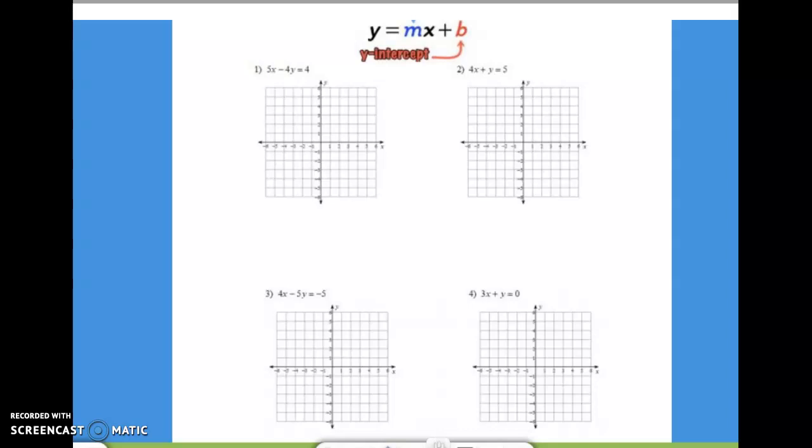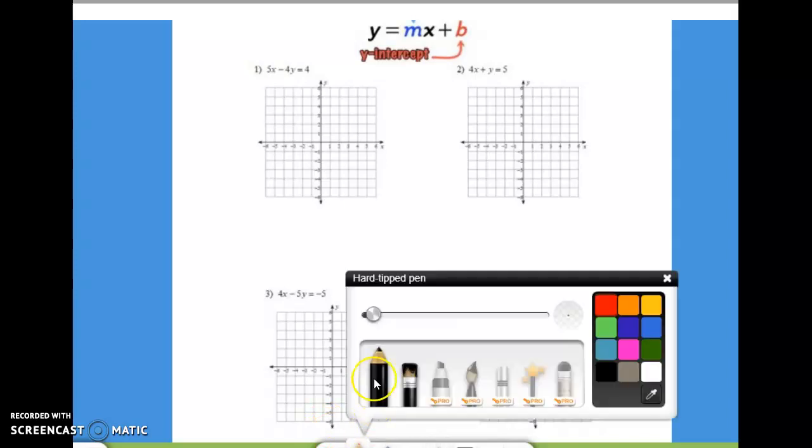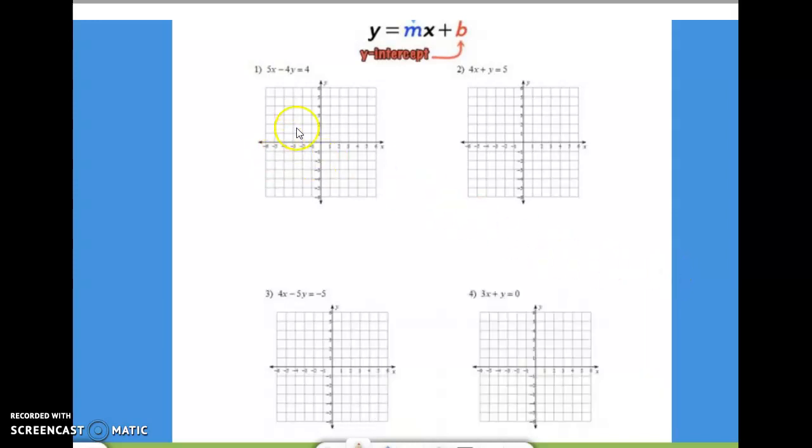All right, so we are going to stick with slope-intercept form. So there's kind of two ways you can do this. Now, if you want, we can go and change this to slope-intercept form, and that's what we're going to do for these four problems. So we're going to take the equation 5x minus 4y equals 4, and we're going to try to get y by itself.